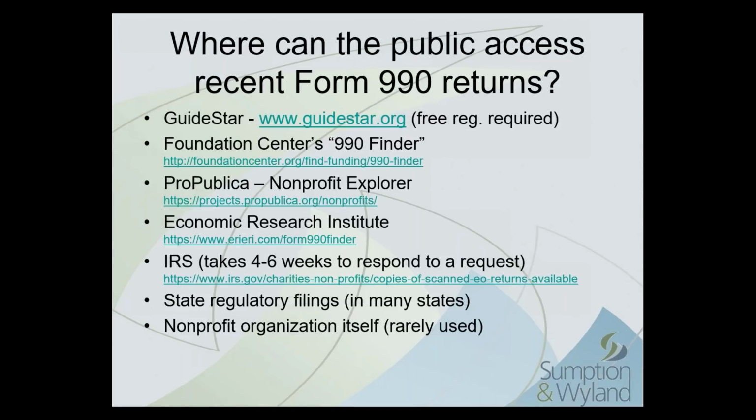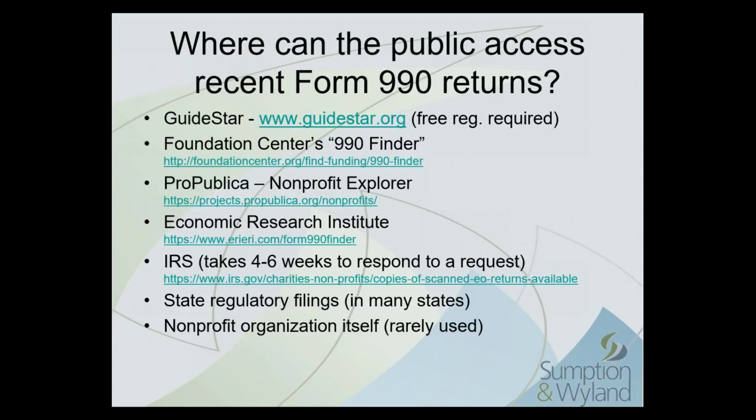Under federal regulation, a nonprofit has to make their last three Form 990 returns available to the public upon request. And there are many ways of getting access to that information besides going to the nonprofit itself. GuideStar is one of the most popular, and it was the first online resource to access 990 information. Everyone will get copies of the slides after the presentation, so you'll have these web links. So don't worry about trying to copy them down. But GuideStar is one great resource.